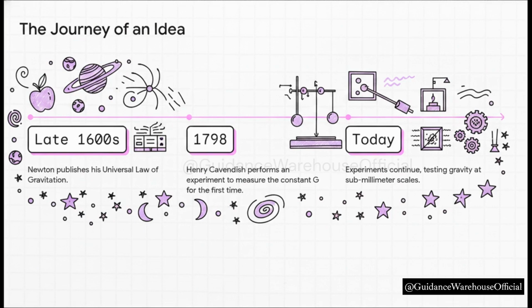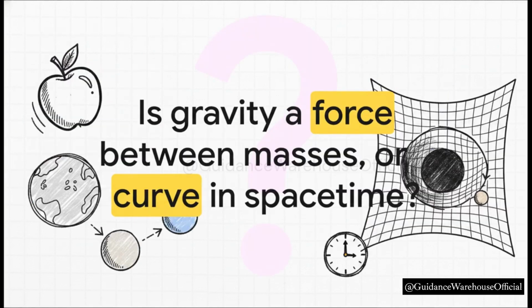So let's just put this whole journey into perspective. Newton published his law way back in 1687, but it took over 100 years before a guy named Henry Cavendish could build an experiment sensitive enough to actually measure that tiny number G. And guess what? The work is still not over. Today, physicists are still running experiments, pushing the limits of this law, trying to get a deeper understanding of what gravity really is. And that really gets to the heart of how science works.